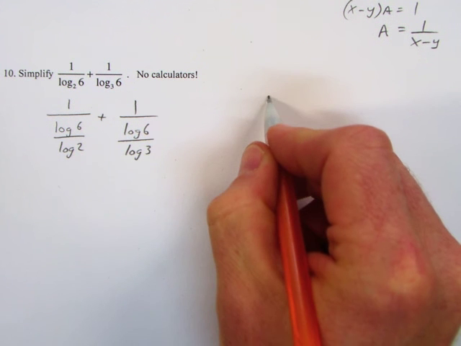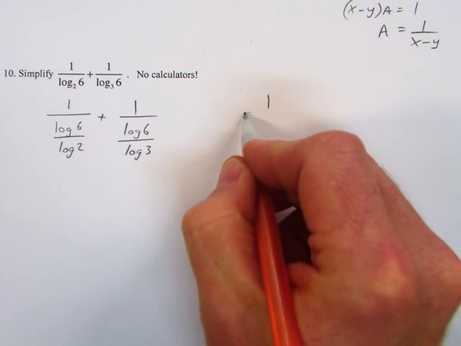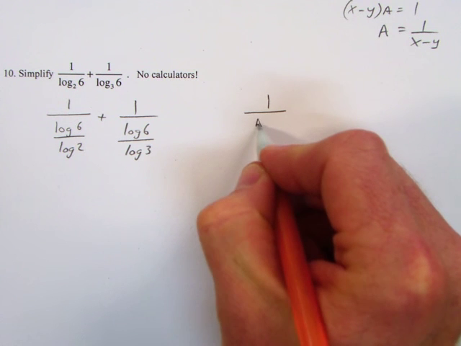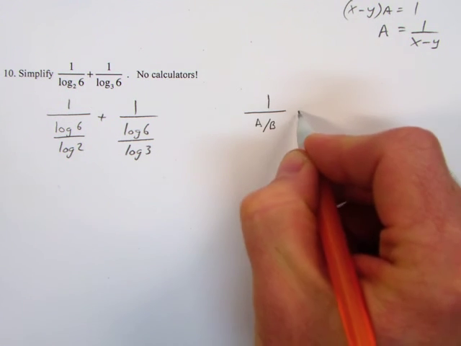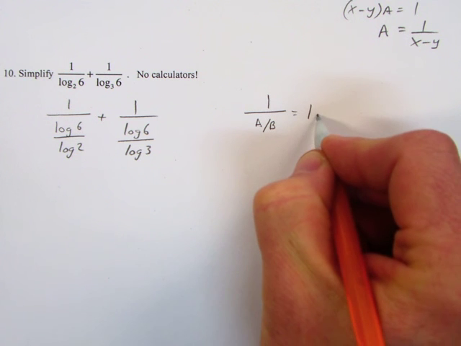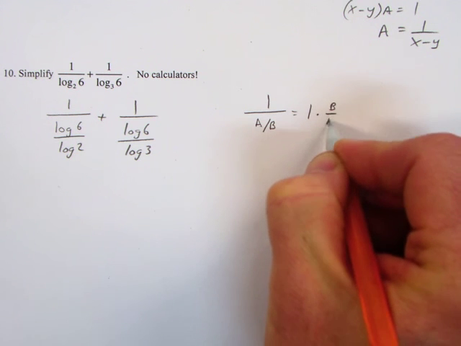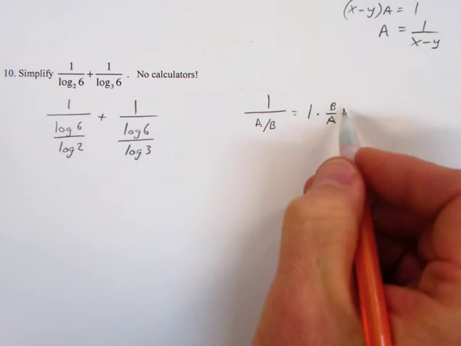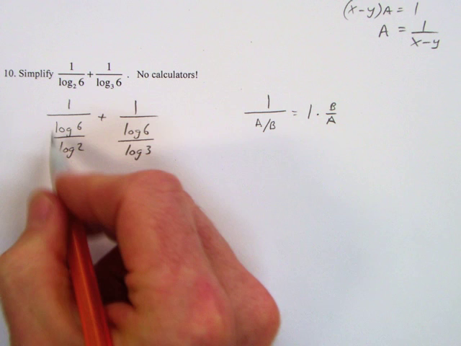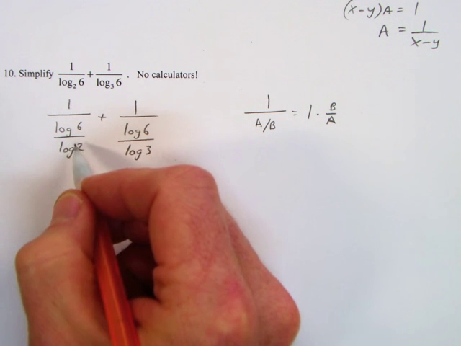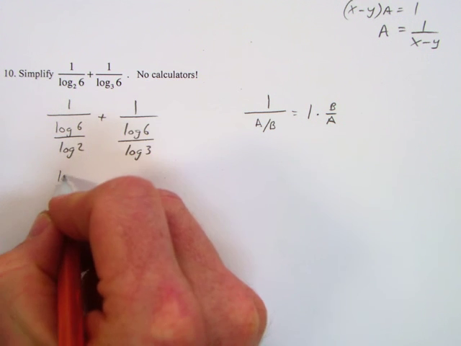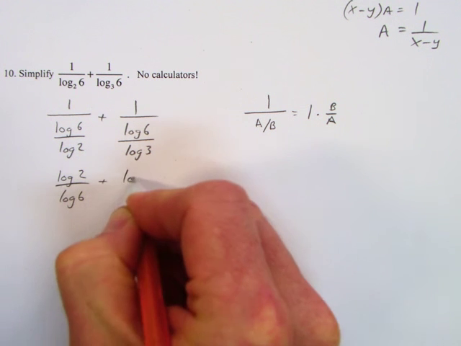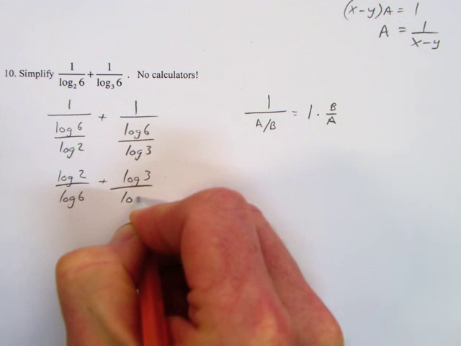Now I want to take a quick moment to check, how do you divide by a fraction? If I have 1 over the fraction a over b, this is the same as 1 times the reciprocal of what we're dividing by. So we're going to multiply by the reciprocal, and we would get b over a. Similarly, when we apply that to here, we're going to have log 2 divided by the log of 6 plus the log of 3 divided by the log of 6.